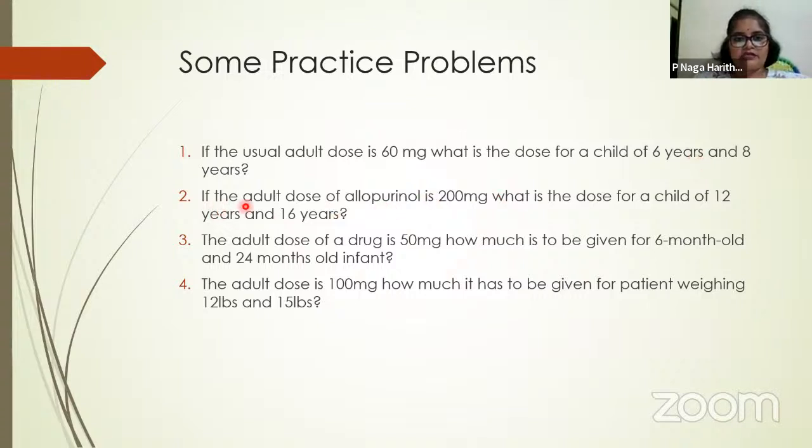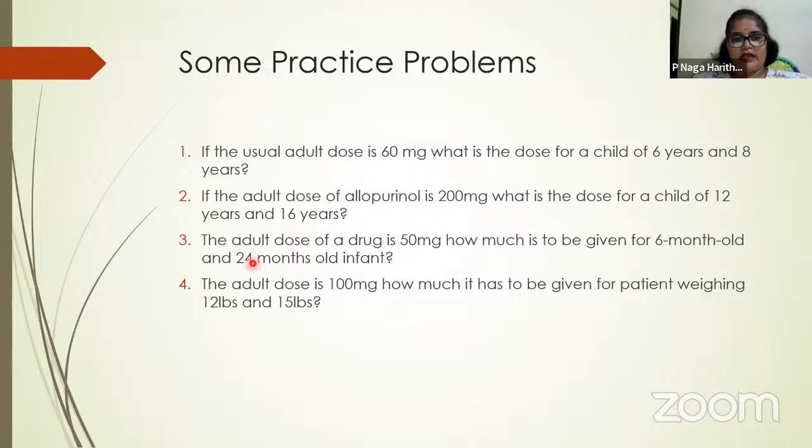And then the second one is, if the adult dose of allopurinol is 200 mg, what is the dose for a child of 12 years and 16 years? So we can go with the next formula here, where the dose is age in years divided by 20 into the adult dose. So 12 divided by 20 multiplied by 200. It gets around 120 mg.